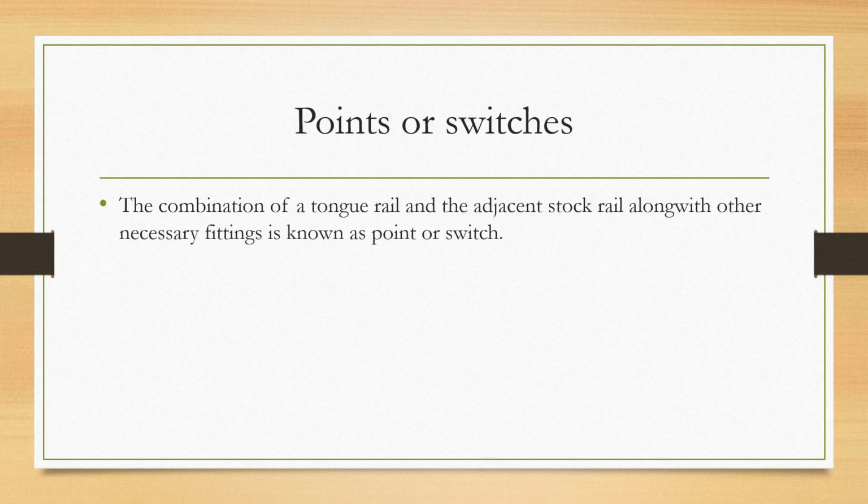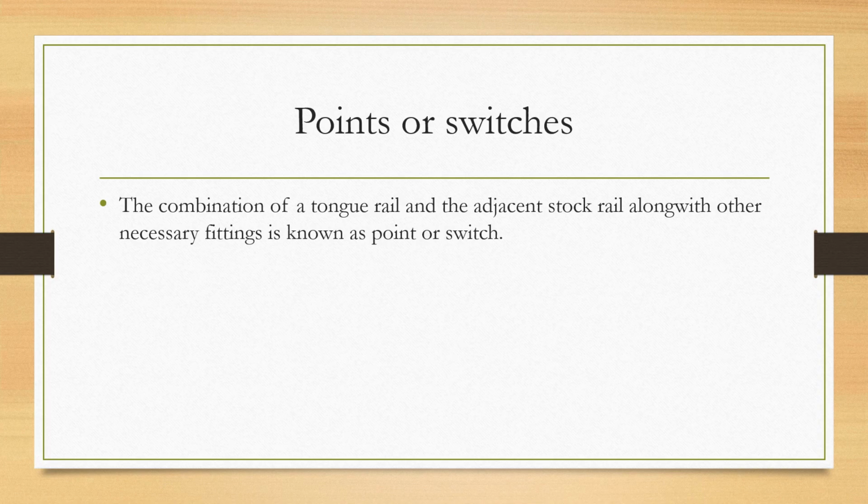Points or switches. The combination of a tongue rail and the adjacent stock rail, along with other necessary fittings, is known as points or switches. Two types of switches are used on Indian Railways.